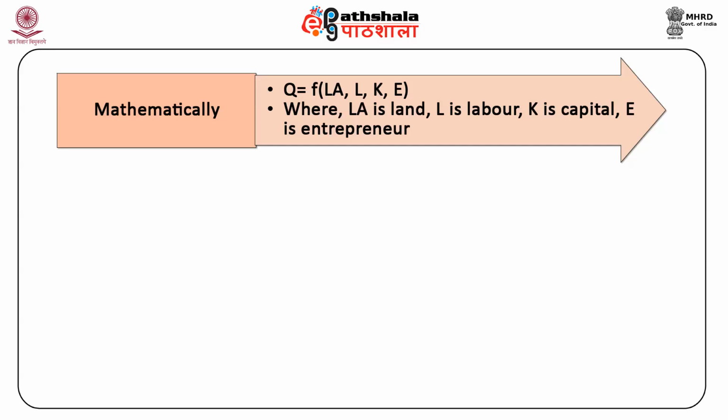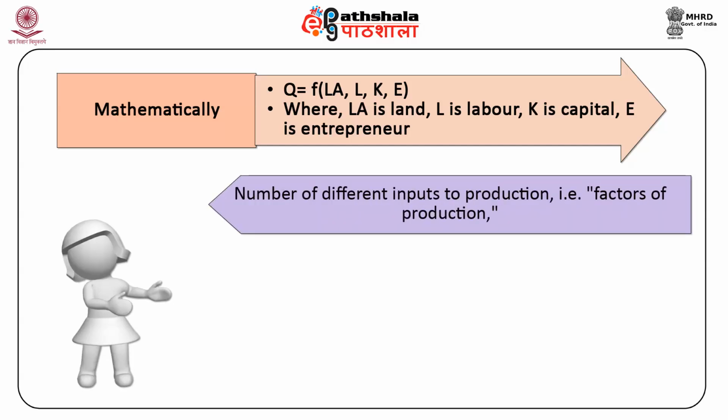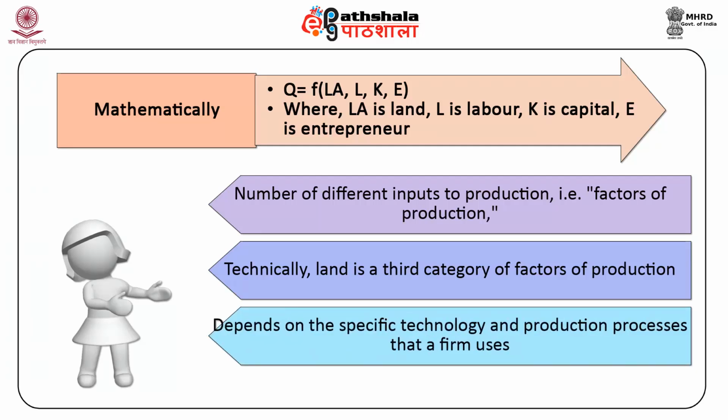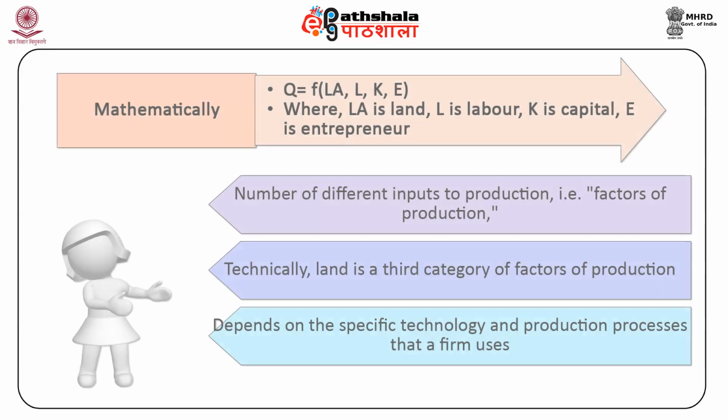There can be a number of different inputs to production, that is, factors of production, but they are generally designated as either capital or labor. Technically, land is a third category of factors of production, but it is not generally included in the production function except in the context of a land intensive business. The particular functional form of the production function depends on the specific technology and production processes that a firm uses.